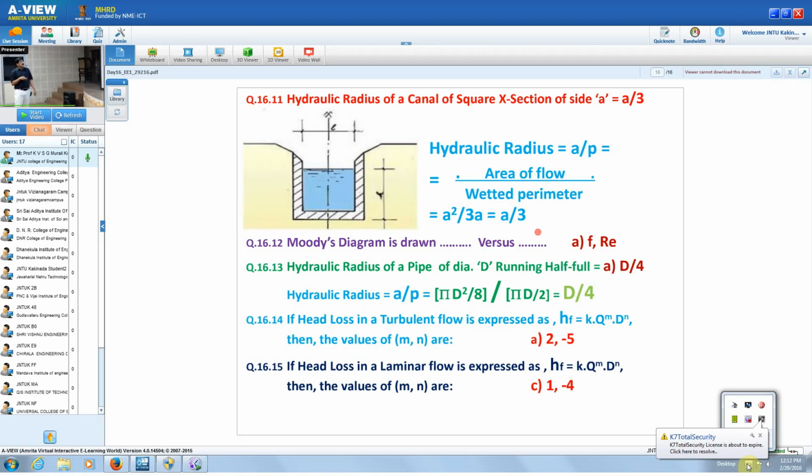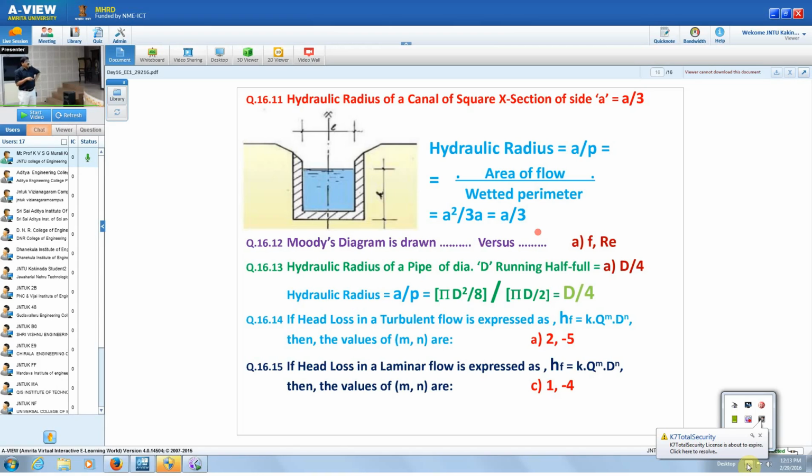Moody's diagram is drawn by, this is already repeated. The answer is f versus Re, or roughness factor versus Re. And you should also know that it is the logarithmic Reynolds number.